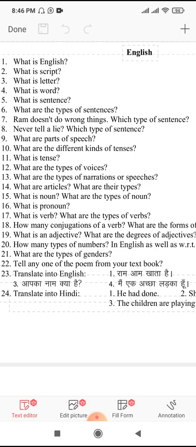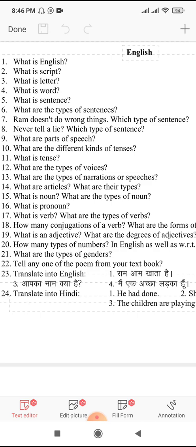What is a verb? An action word is called a verb. What are the types of verbs? There are two types: transitive and intransitive verb. And other types: strong verb and weak verb. And then modal auxiliary verb and auxiliary verb, helping verb and main verb. These are the types of verbs.